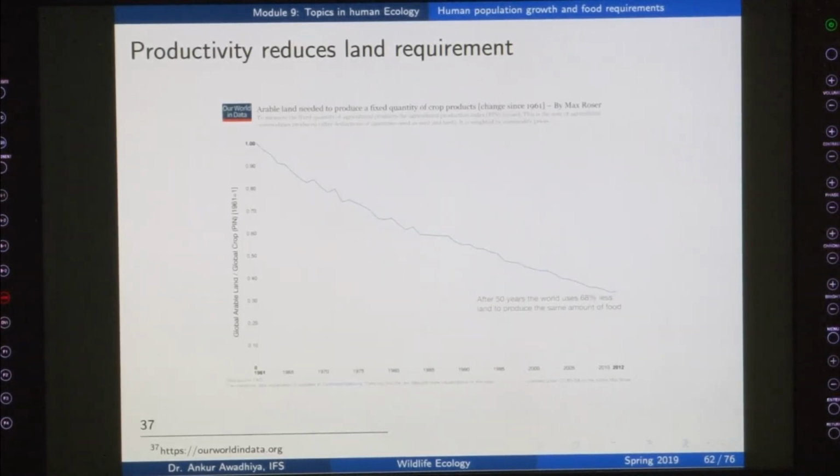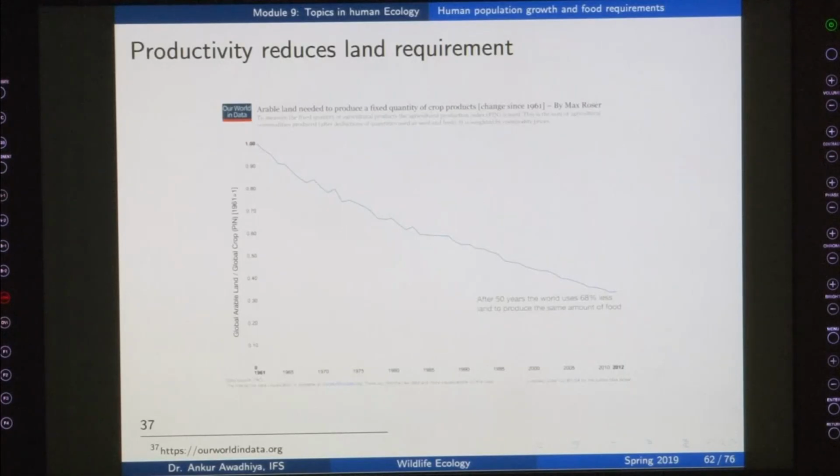The area for food production has also increased, but what this curve is telling us is that by having a very high increase in yields, we have been able to counter the amount of land that is required for cultivation of different crops. So, these are some criticisms of Malthus.